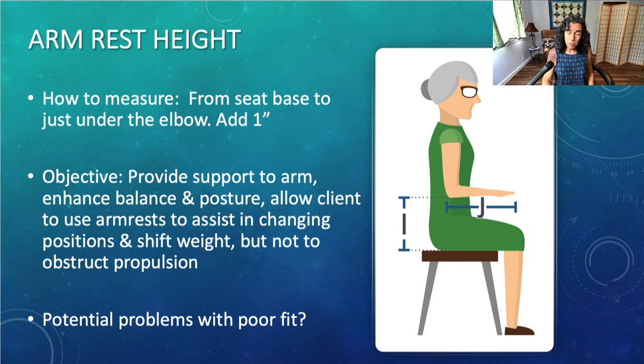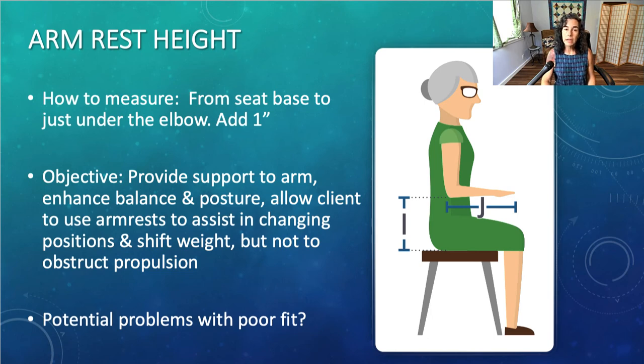Some problems potentially with poor fit include if the armrests are too low, there's not enough support. It can cause poor posture, as I indicated, or fatigue or balance problems, and it might affect respiration, right? So if we're collapsing the trunk down, our lungs are not having their optimal amount of space, nor is our diaphragm, and so that can restrict our breath.